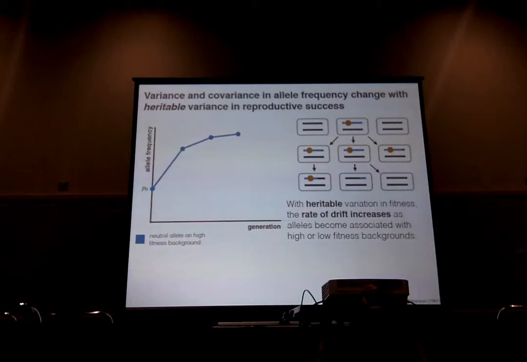To build some intuition for what this looks like, you can imagine an orange neutral allele here on a beneficial blue background. And you see that because this neutral allele is on this beneficial background, it's increasing in frequency through the generations. However, segregation and recombination are actively working to dissociate this neutral allele from this particular beneficial background.